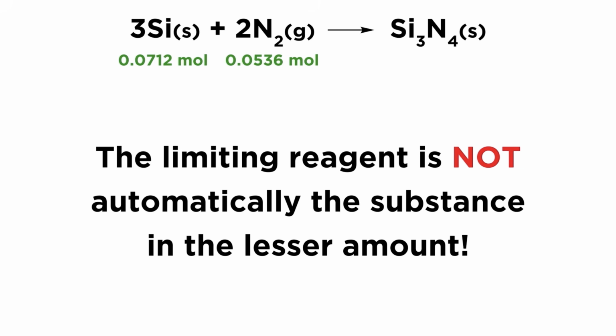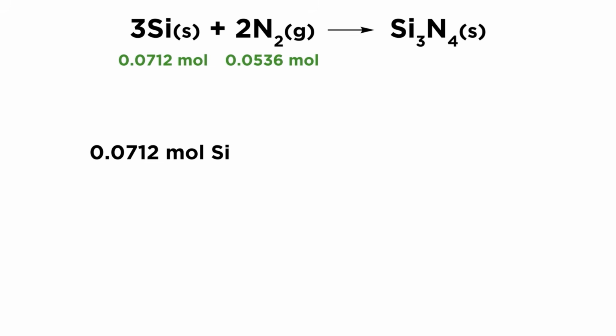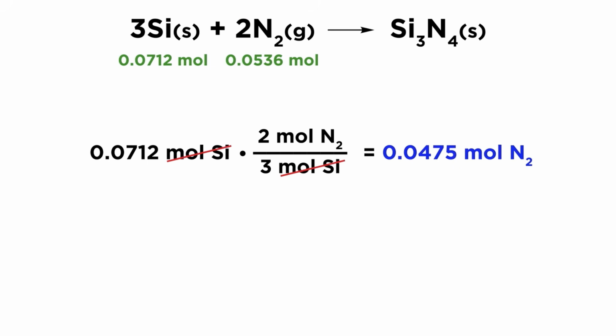One strategy we could use would be to take the moles of one substance and see how many moles of the other are required for it to react completely. For example, this many moles of silicon times this stoichiometric ratio gives us the number of moles of nitrogen that would be required for all of the silicon to react. Then the question becomes, do we have that many moles of nitrogen available? We do indeed have more than that. This means that silicon would run out first, and is therefore the limiting reagent.